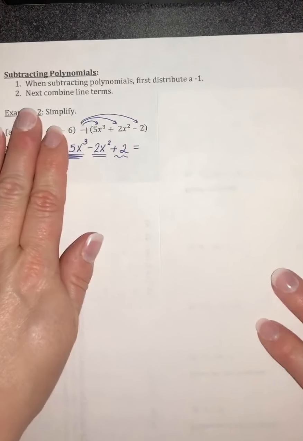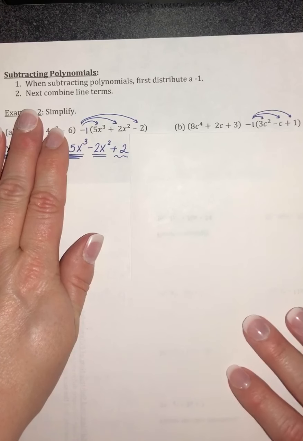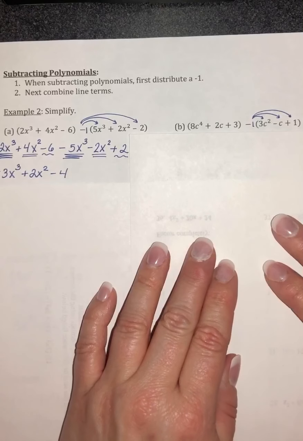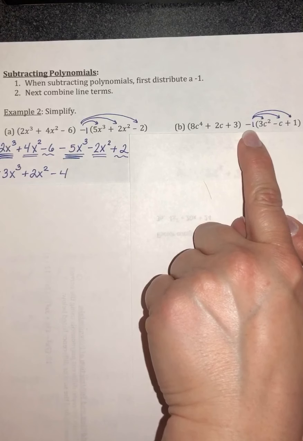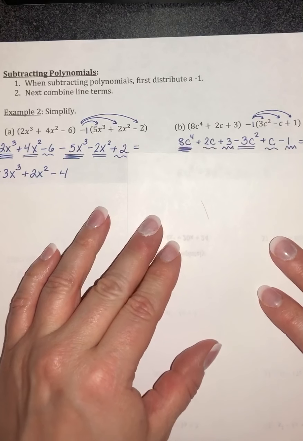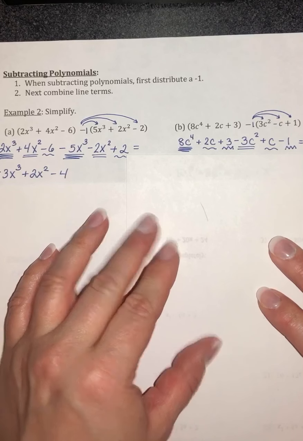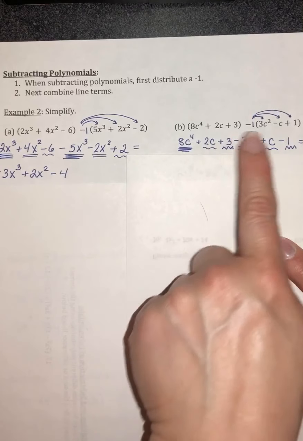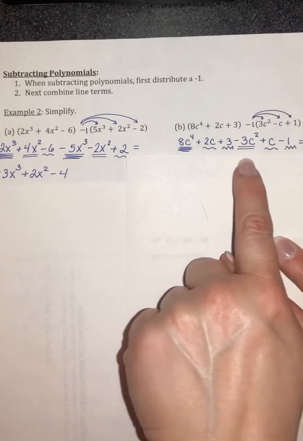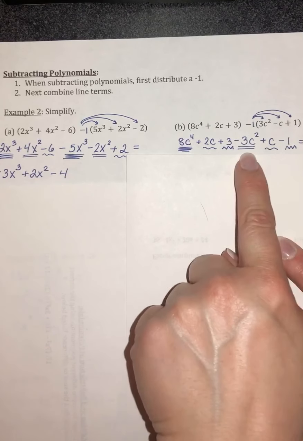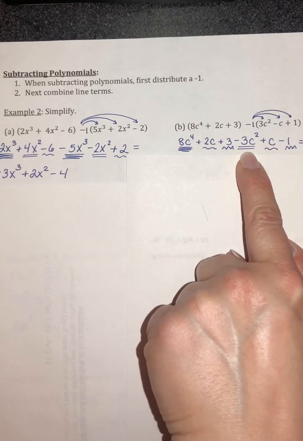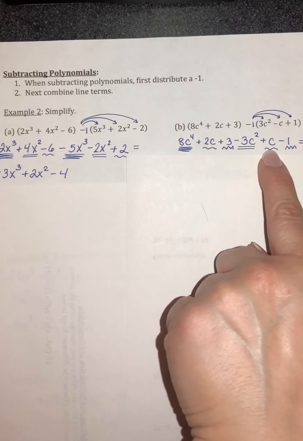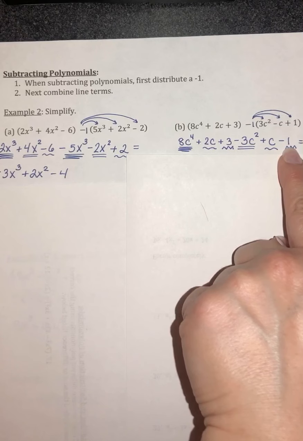Let's look at our next example. Again, distribute that negative 1. All right, I wrote the 1 in. If there isn't a 1, you can always write a 1 in. So again, we rewrite the first trinomial as is written, but it's my second trinomial that we multiply by negative 1. So we get negative 3c cubed plus c minus 1.